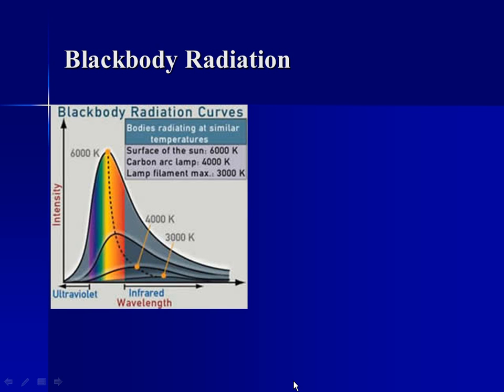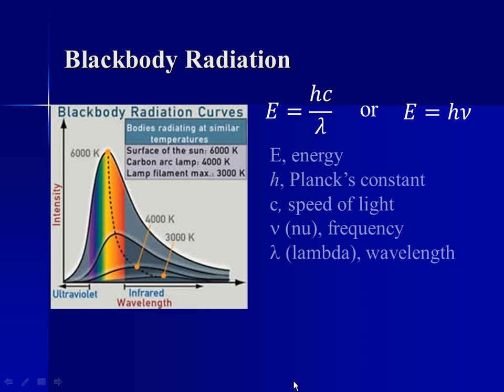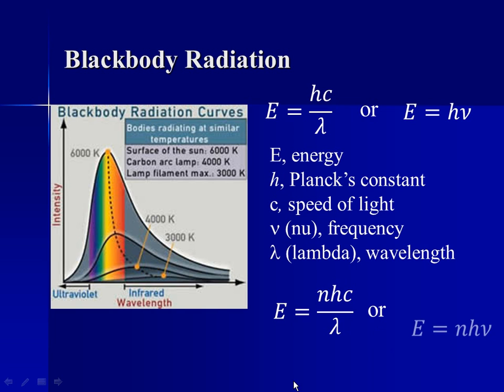Max Planck postulated that not only was energy related to wavelength, and hence frequency, according to these equations, where E equals energy, h equals Planck's constant, c equals speed of light, nu, which is the frequency, lambda is the wavelength, but that this energy was quantized and existed only as whole number ratios according to the equation shown here, where n equals 1, 2, 3, 4, 5, 6, and so on.